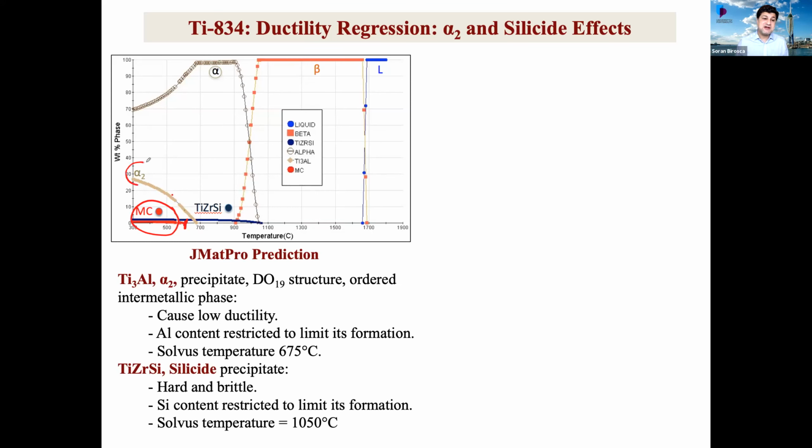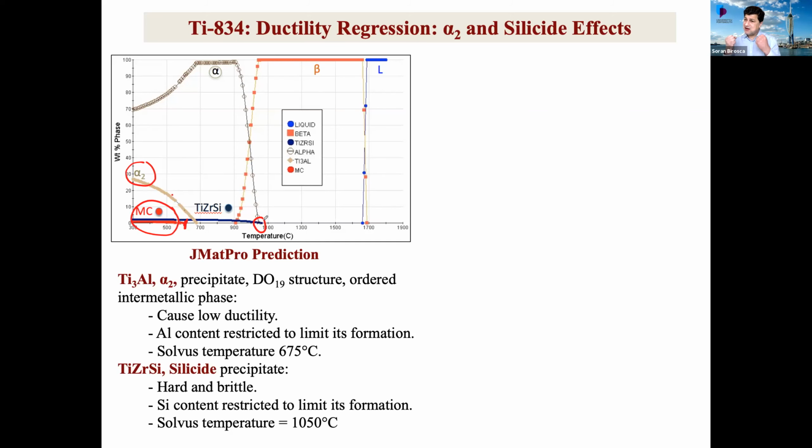And then you have the alpha case, alpha 2, which is very brittle and an ordered intermetallic, and it will dissolve at 675. So we heated the material at 800 and then quenched it to remove all the alpha 2. We did that for the silicide as well, right?